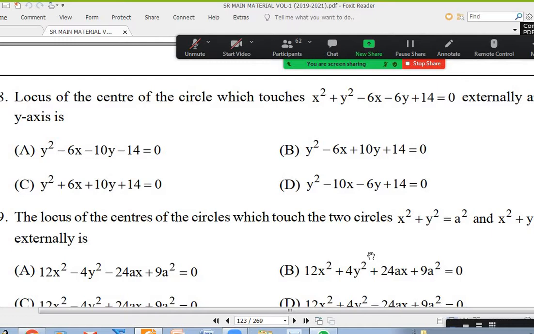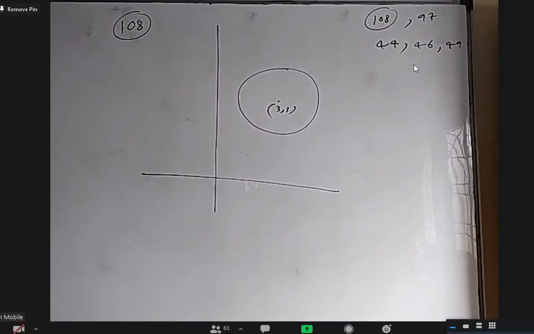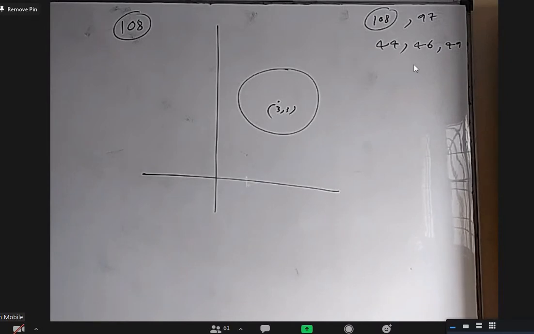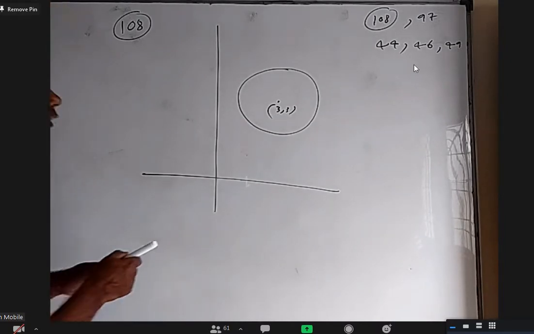We have a circle with center (3, 3) and radius 2. There are a lot of circles touching this circle externally and the y-axis both. What is the locus of the center? The locus is a parabola. Why it is a parabola we'll see later, but let us see how to do it.